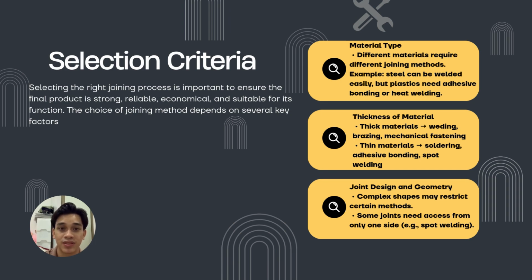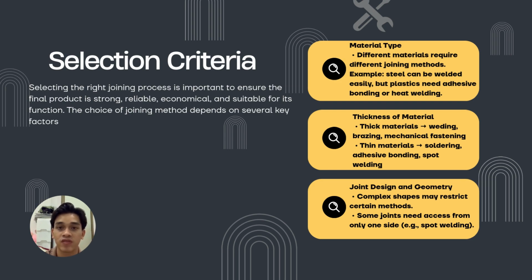Next is selection criteria. Selecting the right joining process is important to ensure the final product is strong, reliable, economical, and suitable for its function. The choice of joining method depends on several key factors, such as material type. Different materials require different joining methods. For example, steel can be welded easily, but plastic needs adhesive bonding or heat welding.